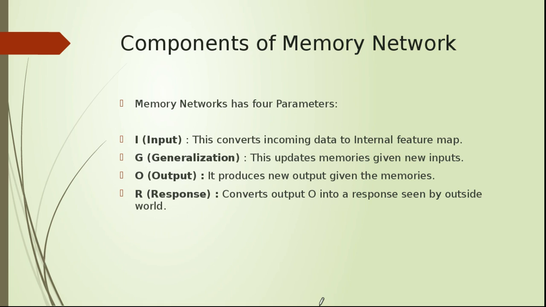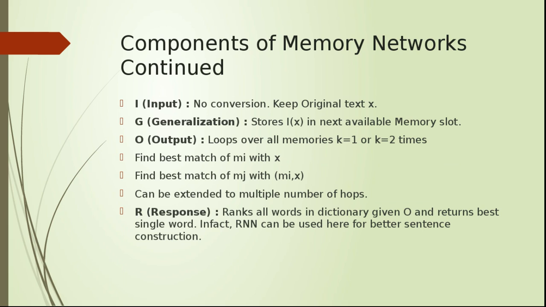Okay. So for the core of the memory networks, the architecture has four components: input, generalization, output, and response. The input converts the incoming data to internal feature map. Here the incoming data are sentences. Internal feature map can be taken as anything. It can be taken as pure raw text or word embeddings. Generalization updates memory. So if you're introducing a memory component here, we are able to store memory in the network.